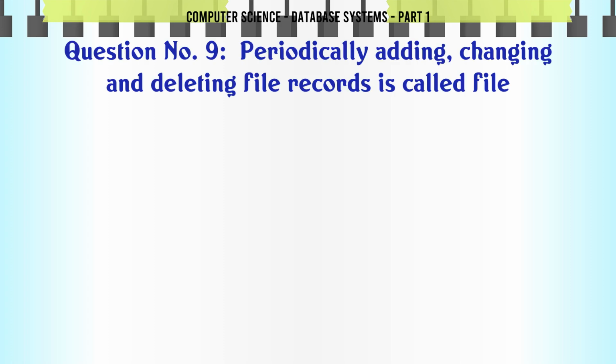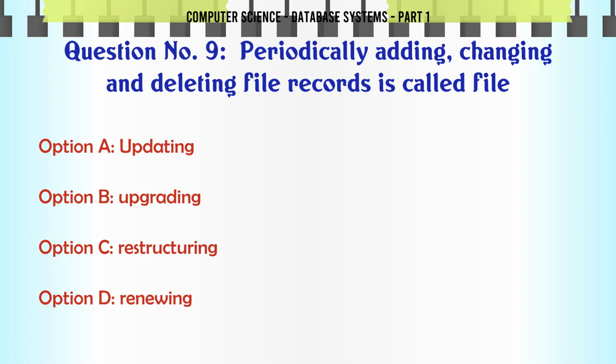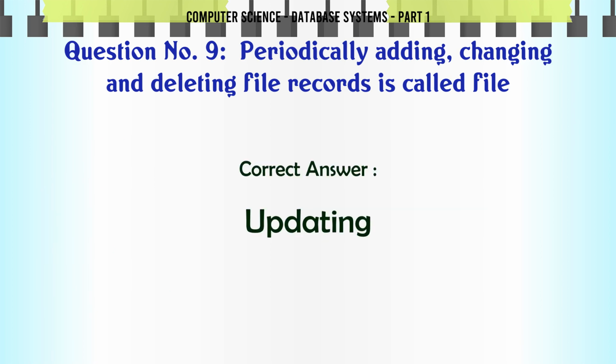Periodically adding, changing and deleting file records is called file A. Updating. B. Upgrading. C. Restructuring. D. Renewing. The correct answer is updating.